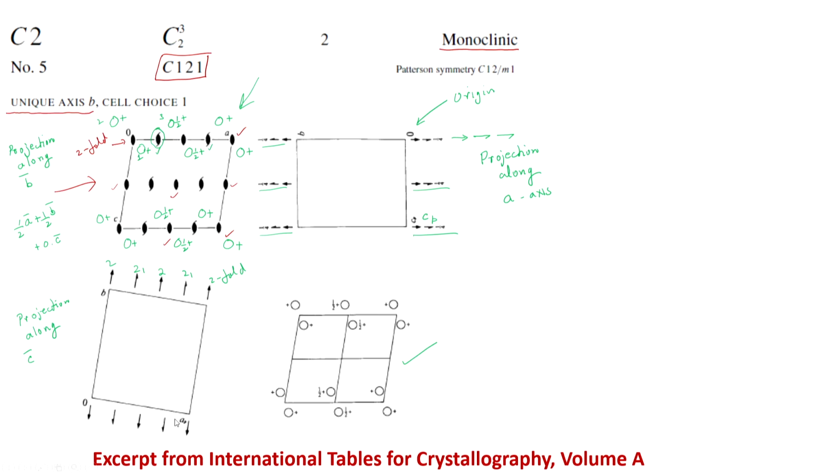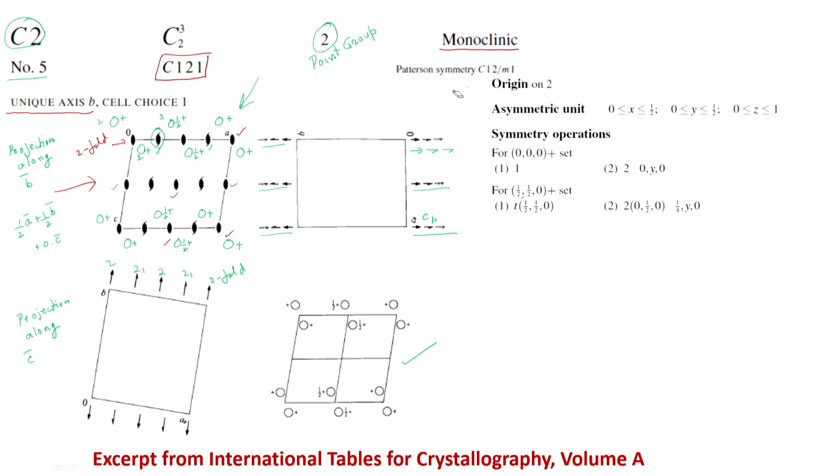Now, if we want to see the C2, this is a short form of the symbol. In the list of 230 space groups, this is space group number 5, and the point group associated with it is the point group 2. Here, basically, it is telling me that the origin is on 2. This is the asymmetric unit, where x varies between 0 and 0.5, y varies between 0 and 0.5, and z varies between 0 and 1.